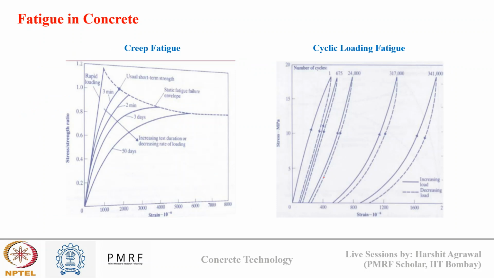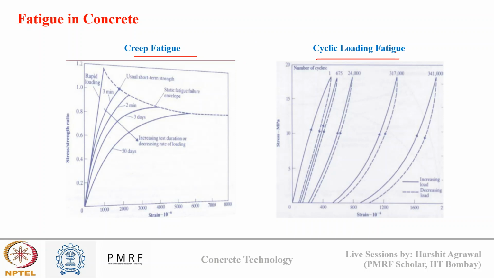Now, fatigue can be of two types, either when the loading is continuously applied but at a very slow rate, or when it is cyclic in nature. So, the first one is known as creep fatigue, where the loading is continuously applied but at a low rate. And the second one, where the loading is applied in a cyclic manner, is known as cyclic loading fatigue.